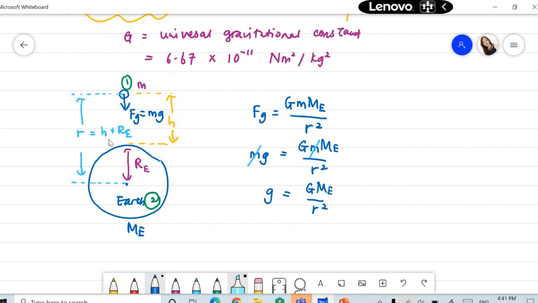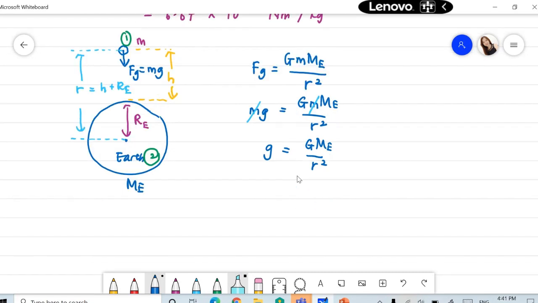Where this small letter r is equal to h plus R_E. h is the height from the surface of the Earth to the center of the object, and R_E is the radius of the Earth. So this g is basically the acceleration due to Earth's gravity. While we were learning projectile motion or free fall motion, we used g as 9.80 or 9.81 meters per second squared. Actually, this 9.8 is calculated based on this expression on the surface of the Earth.